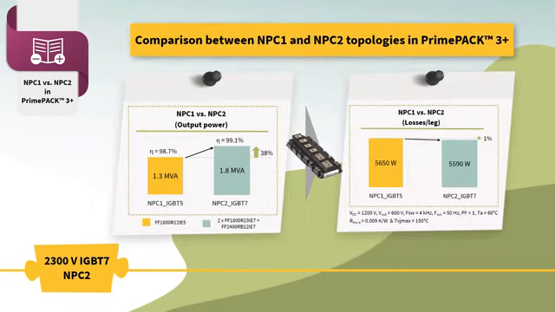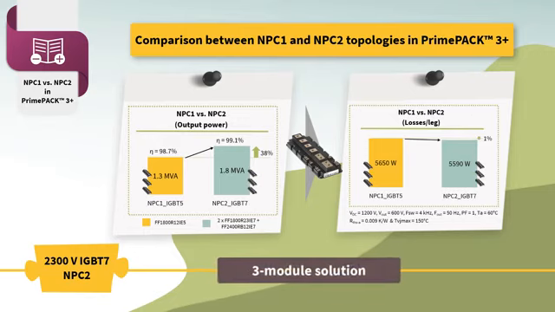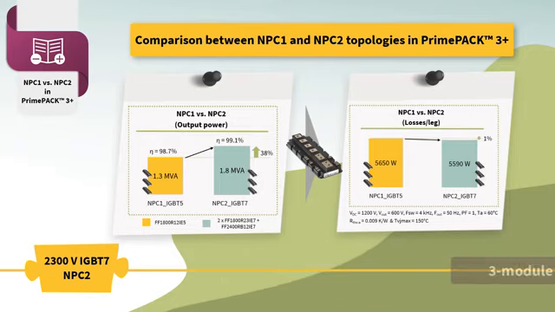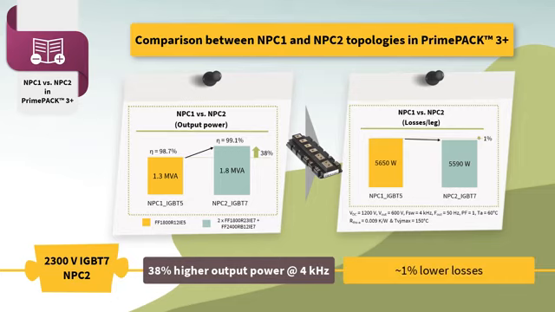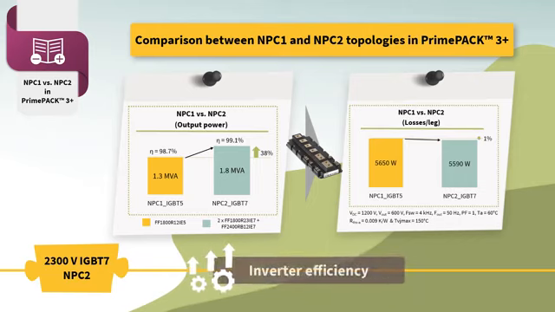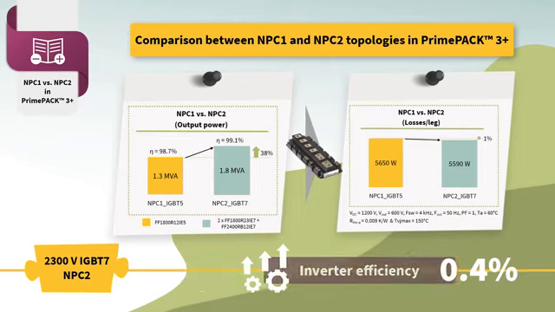Nowadays, the NPC1 topology is built with 3 PrimePack 3 modules. So, for a fair comparison between NPC1 and NPC2 topologies, a 3-module solution is considered. An NPC2 topology enables the designer to reach a 38% higher output power at a 4 kHz switching frequency operation with almost 1% lower losses. This further improves the inverter's efficiency by 0.4%, which is very impressive.